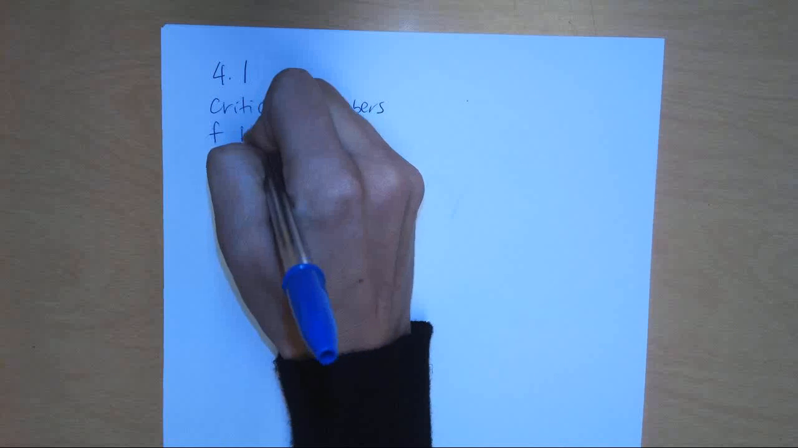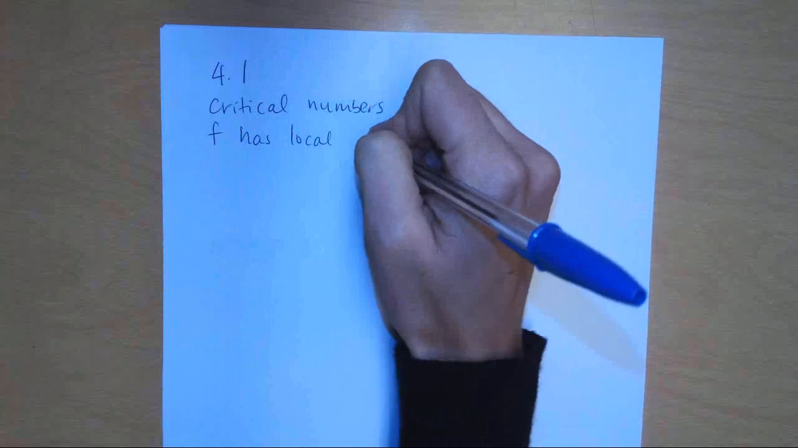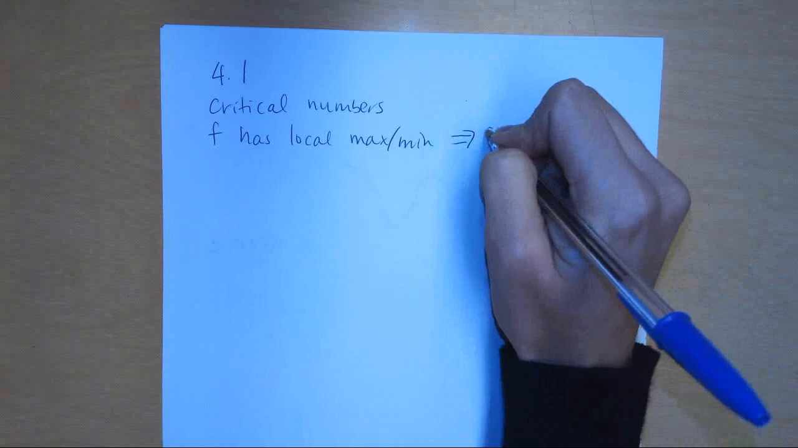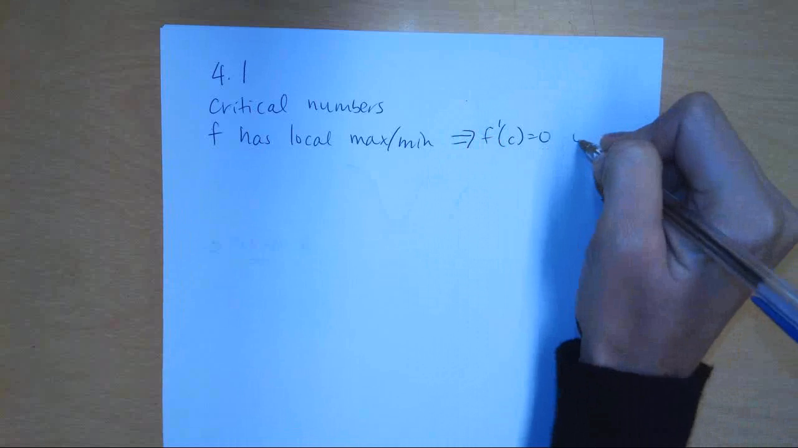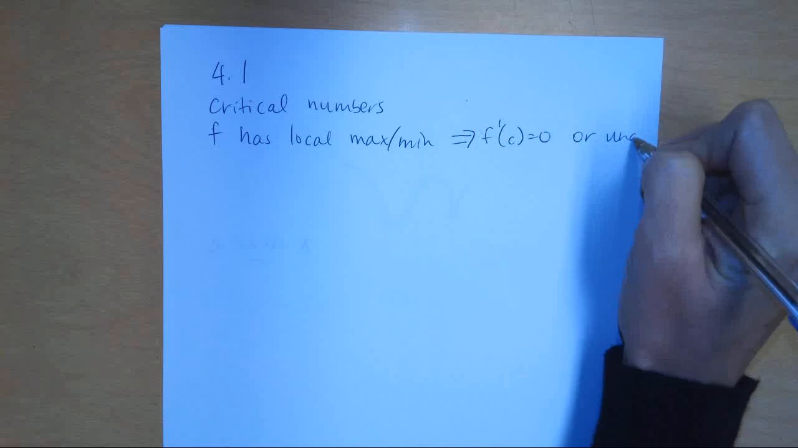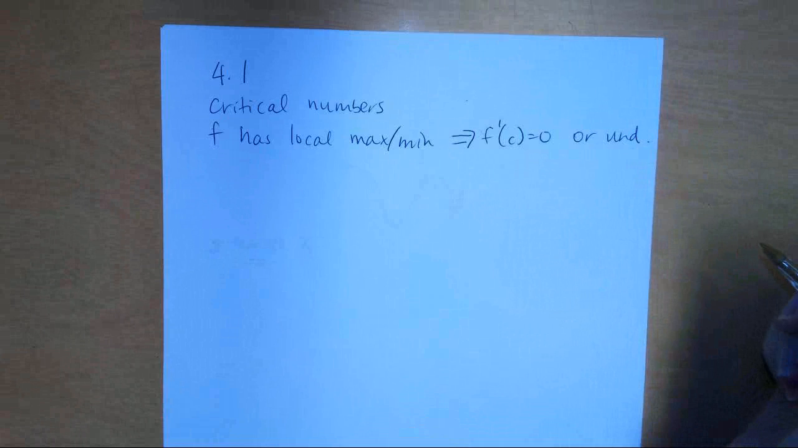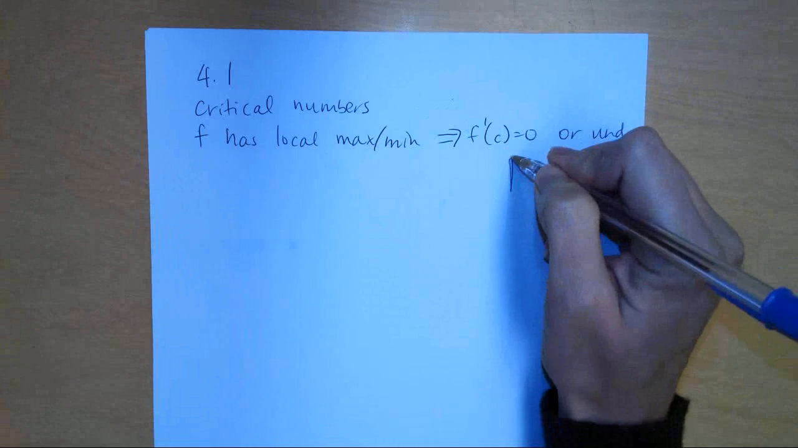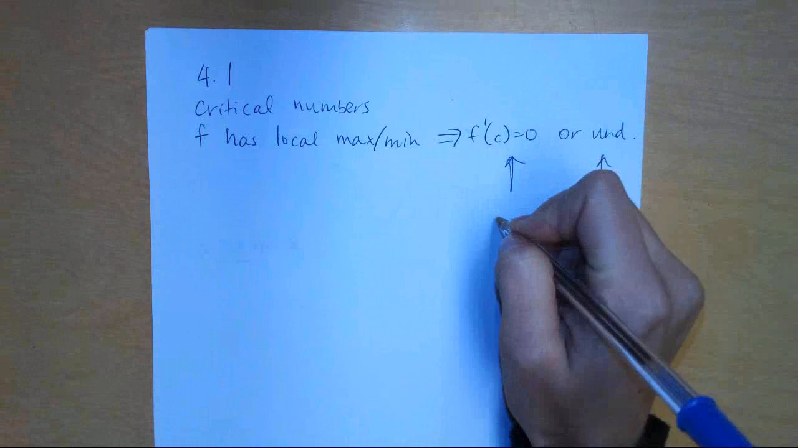So f has a local max or min implies that the derivative is 0 or undefined. These things are called critical numbers.